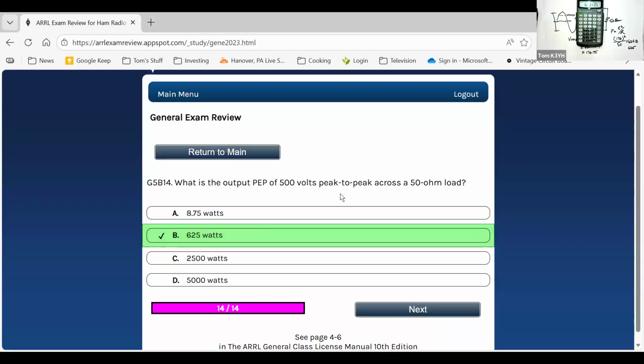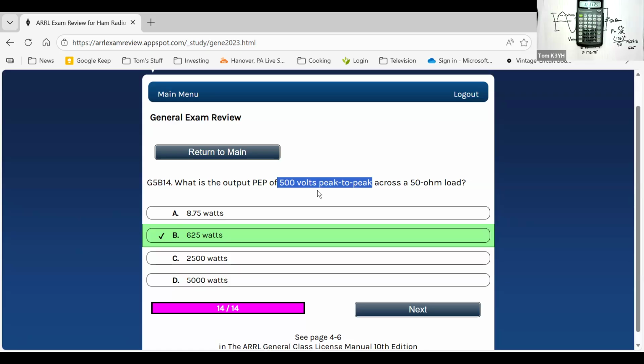Okay, so what I had to do here is take this 500 volts peak to peak and convert it to VRMS, divided by 2 and multiplied by 0.707, and then square that, E squared over R, and divide by 50 to get the power. The fact that it says PEP, peak envelope power, for this question, you don't care about that.